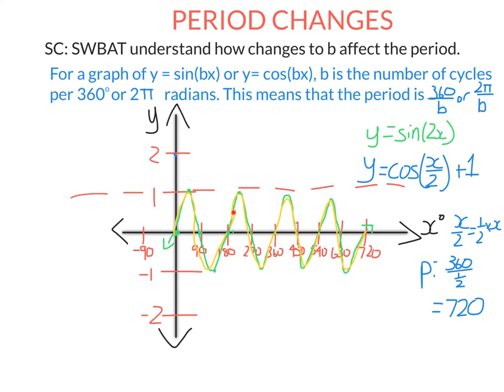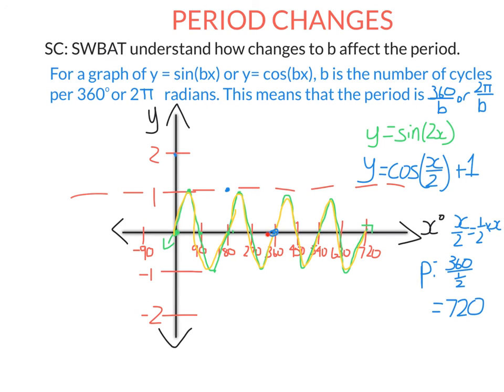That's because if I substitute 180 for x, I get cos of 180 over 2, which is cos of 90 plus 1. Cos of 90 is 0, so cos of 90 plus 1 is 1. Then normally cos reaches its minimum at 180 degrees, but because everything's going twice as slow, it's not going to reach its minimum until 360 degrees. If I substitute, cos of 360 over 2 is cos of 180 plus 1, which equals 0. You can just put that in your calculator.